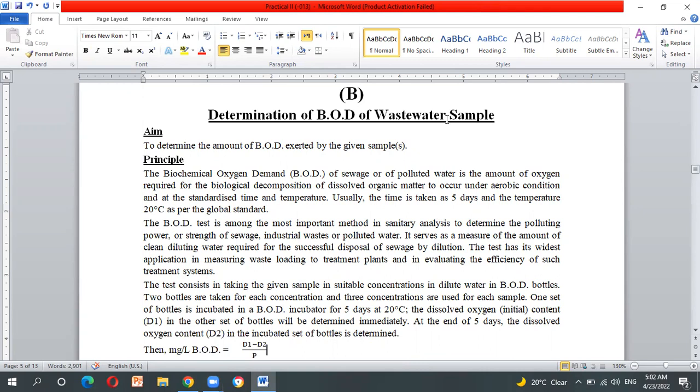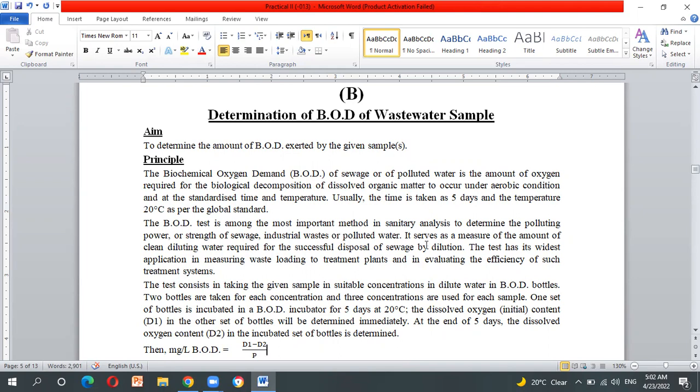oxygen required for biological decomposition of dissolved organic matter to occur under aerobic conditions at the standardized time and temperature. Usually, the time taken is 5 days and the temperature 20 degrees Celsius as per global standard. The BOD test is among the most important methods in sanitary analysis to determine the polluting power or strength of sewage, industrial waste, or polluted water.